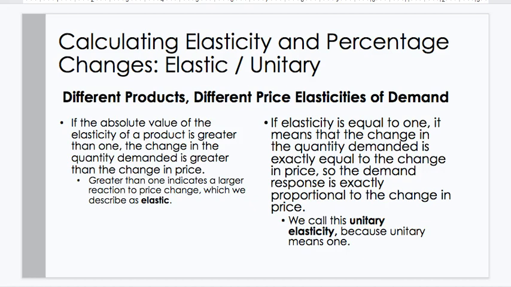If elasticity is equal to 1, it means that the change in the quantity demanded is exactly equal to the change in price. So the demand response is exactly proportional to the change in price, and we call this unitary elasticity, because unitary means 1.